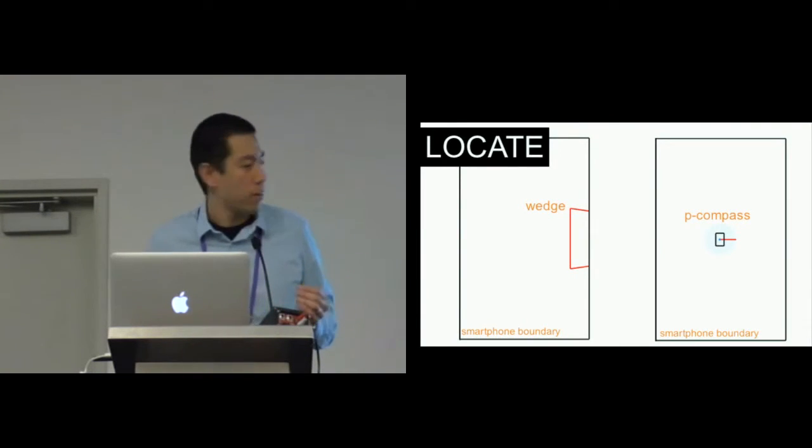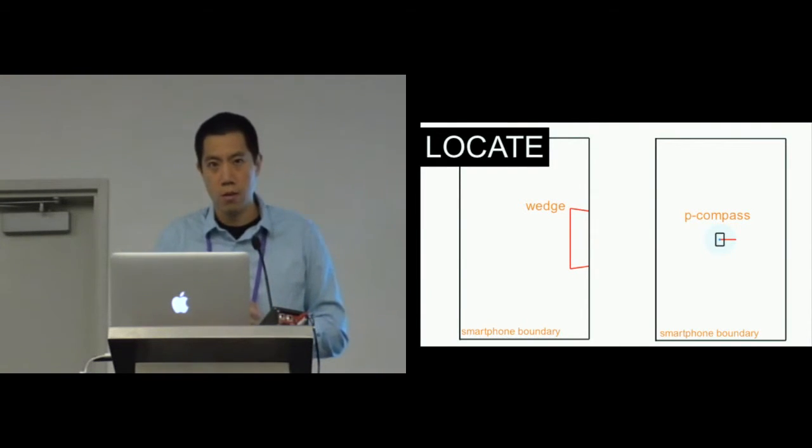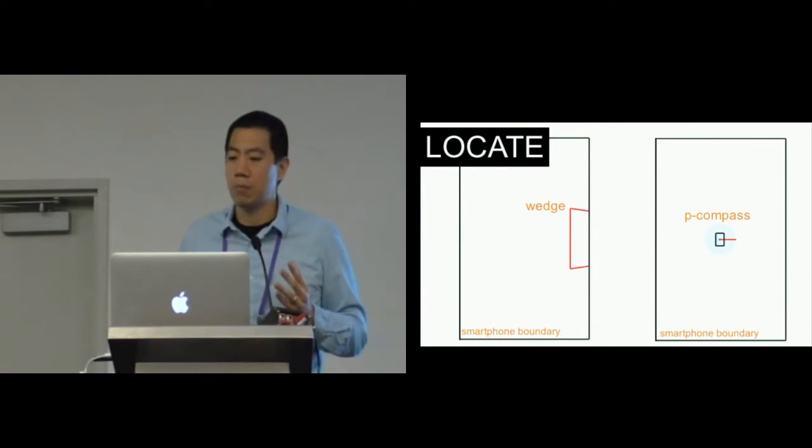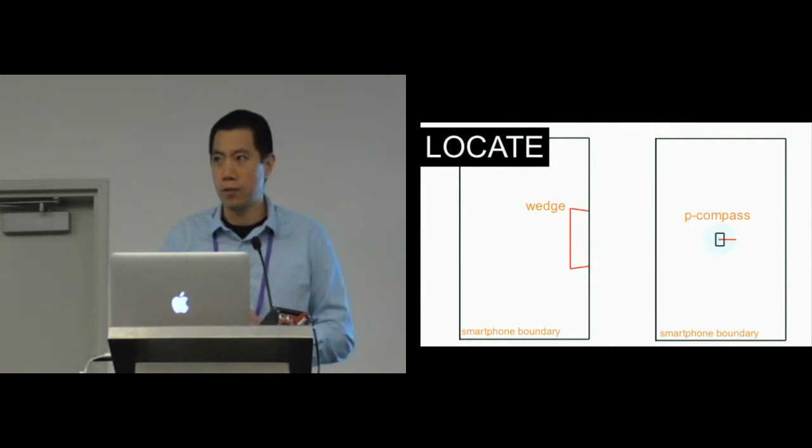Let me show you the close-up of these two visualization conditions. Wedge is on the left and P-Compass is on the right. We vary the distance of the off-screen subway station from 5 centimeters to 30 centimeters.